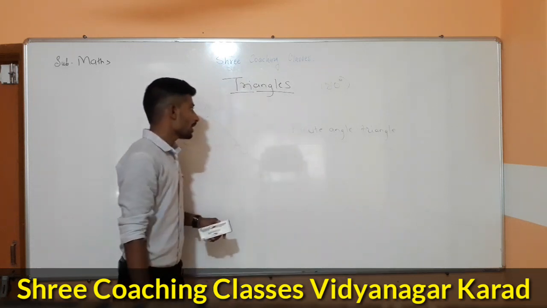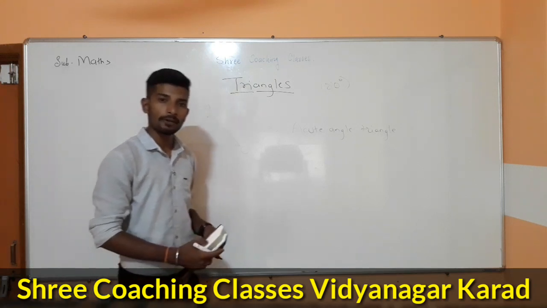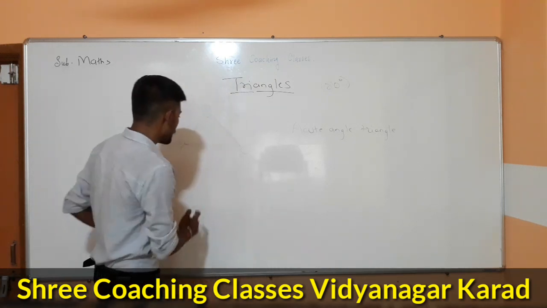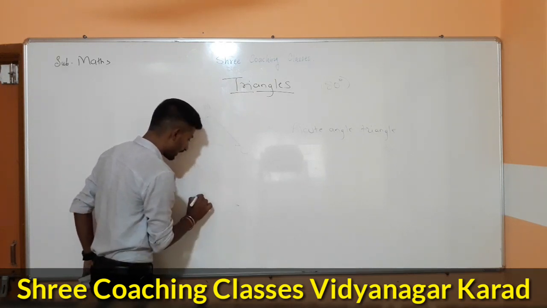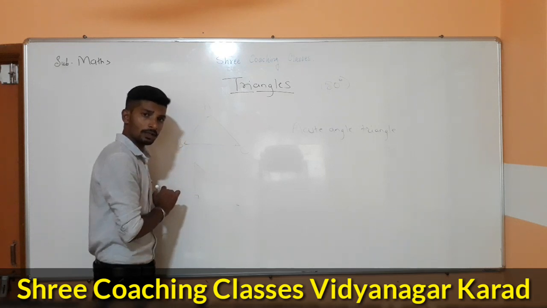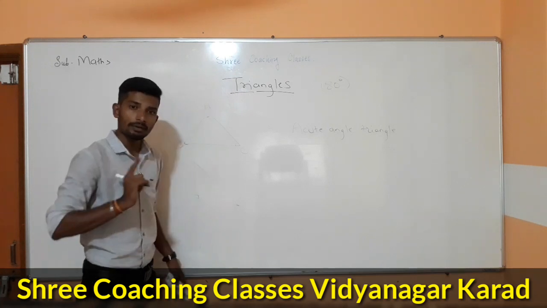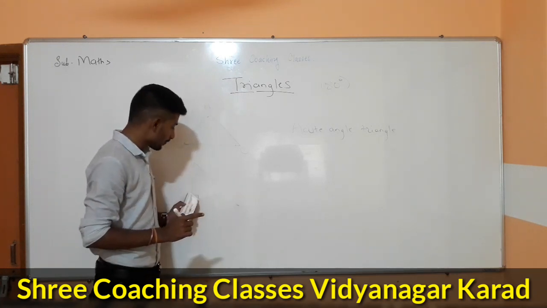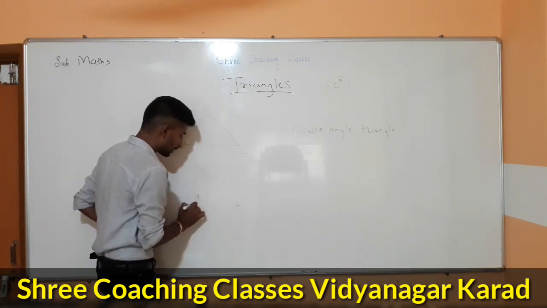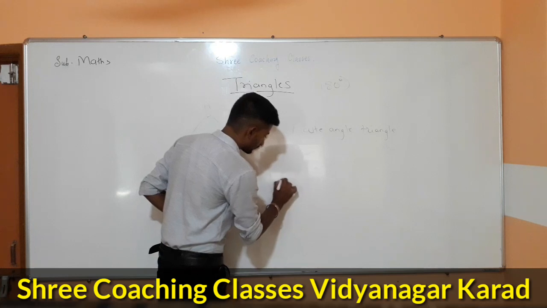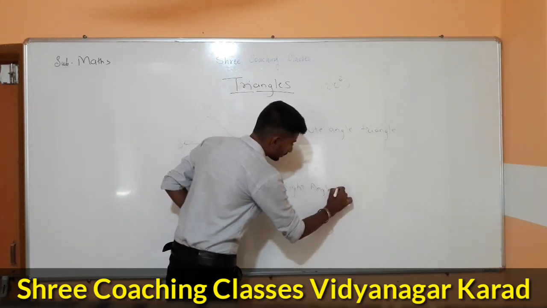Okay, now again after the acute angle, what we have seen? We have seen the right angle. Okay, so when a triangle has one 90 degree angle, means one right angle. Okay, you know that what is the right angle? When the measurement of angle is 90, then it is called a right angle. So if one angle is 90, then that triangle will be a right angle triangle. What is the name? Right angle triangle.